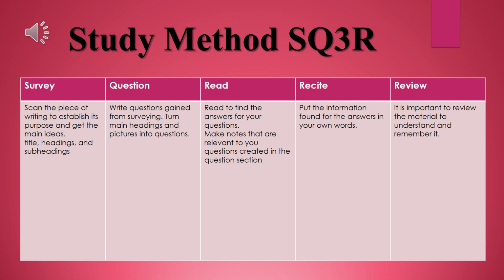SQ3R is a comprehension strategy that helps students to think about a text they are reading whilst they are reading. Often categorized as a study strategy, SQ3R helps students to get it the first time they read a text by teaching students how to read and think like an effective reader. This strategy includes the following steps: survey, question, read, recite, and review.